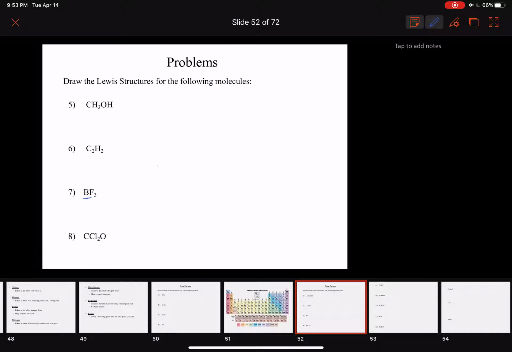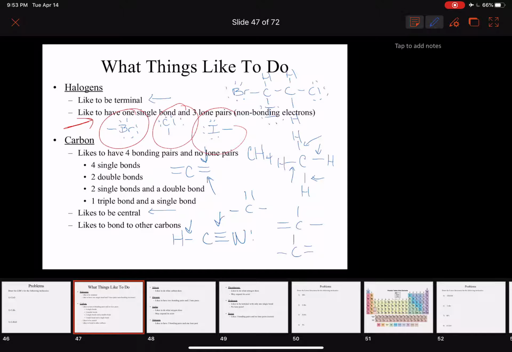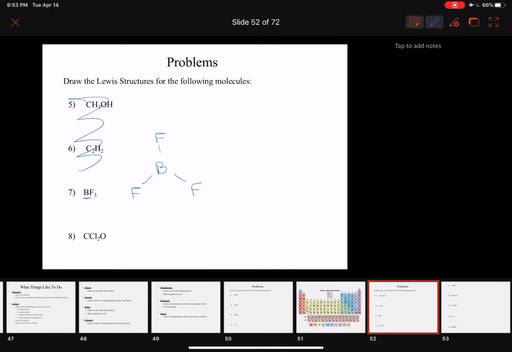So we can draw B and then put F on top, and then F and F here. And then if we had hydrogens in place of the fluorines, that would be the complete structure because the hydrogens would have duets and the boron would have a sextet. But we have fluorines there, and fluorines are halogens. And remember, halogens like to have a single bond, and they like to have 3 lone pairs. So it's going to look like this, this, or this. So we have to go ahead and draw those lone pairs in.